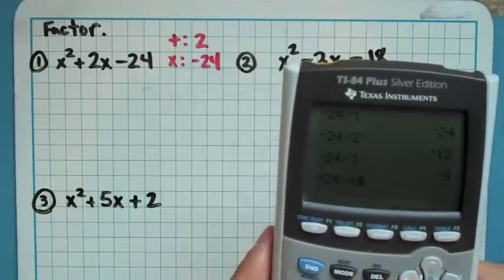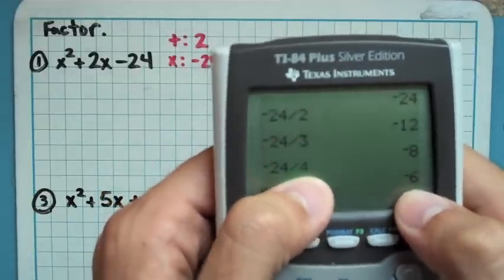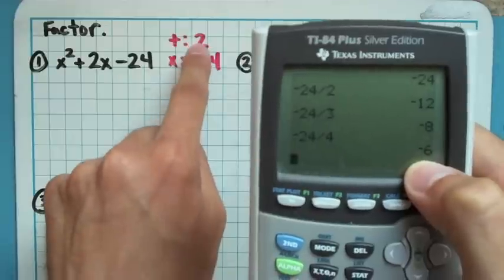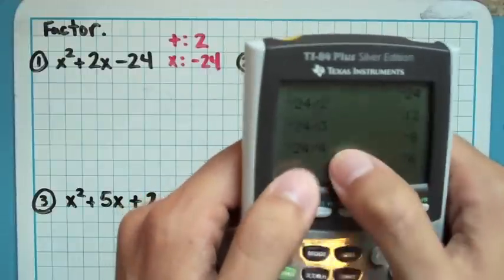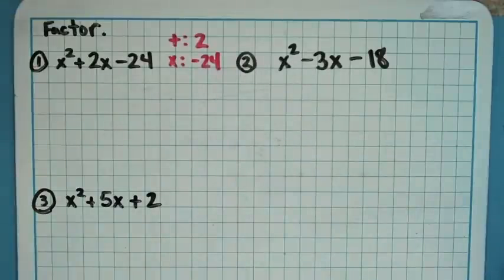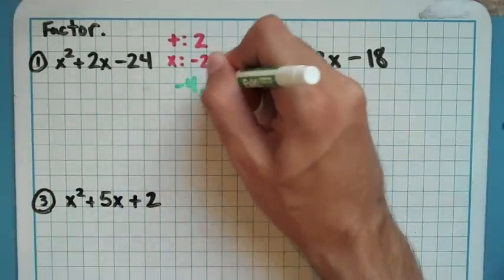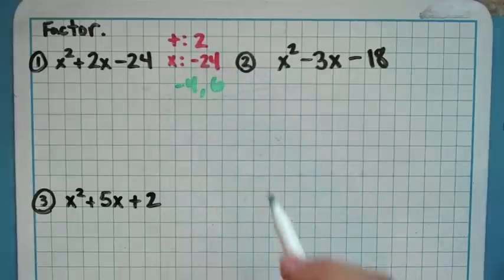Negative 24 divided by 4, we're just trying possibilities here, is negative 6. And 4 plus negative 6 is a negative 2. We wanted to get a positive 2 though. That's okay though. All we have to do is switch the signs around. So if we do a negative 4 and a positive 6, those are going to be our magic numbers. So I switch the signs around because now if you multiply them, you get a negative, and if you add them, you get positive 2.